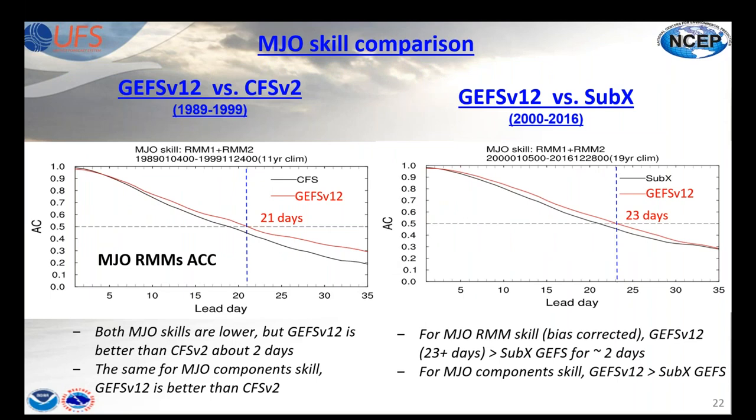MJO, another metric for looking at the subseasonal predictions. The GEFS V12 is compared against the CFS V2 for the first 11 years, and then with a subseasonal version of the GEFS, GEFS sub-X, for the latest 2000 to 2016. For the first 11 years, it showed about 2 days improvement in the MJO skill from about 19 days to 21 days. And in the modern era, based on the 19-year climatology, the MJO skill has extended again by about 2 days from 21 to 23 days. This is, again, substantial improvement, quite significant for subseasonal forecasts.